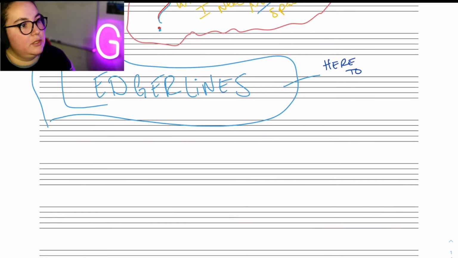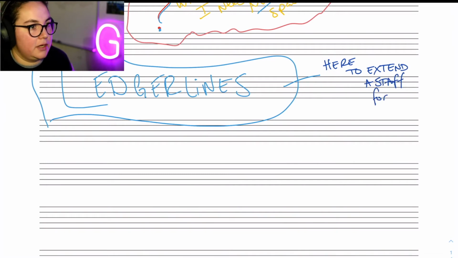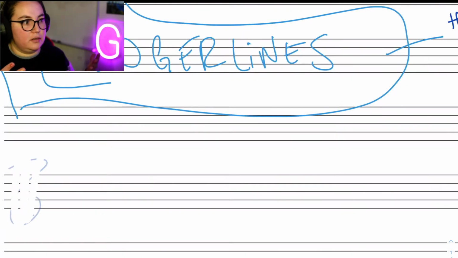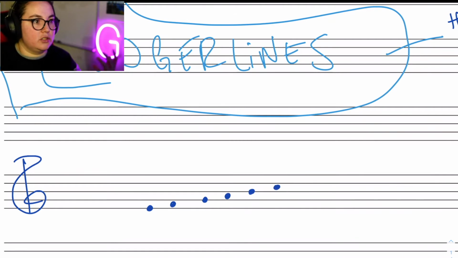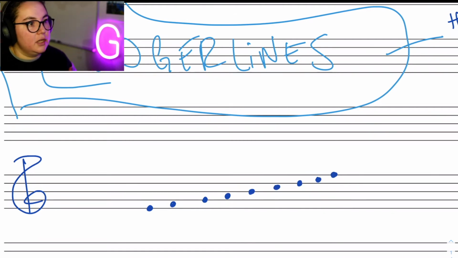So what ledger lines actually help us do is extend our staff, right? We know that we have 5 lines on our staff, but we have way more notes than our 5 lines and 4 spaces, pardon me. So how do we get those further ranges? Well, we use something called ledger lines. And in order to understand ledger lines, we have to first understand what's going on in the staff.